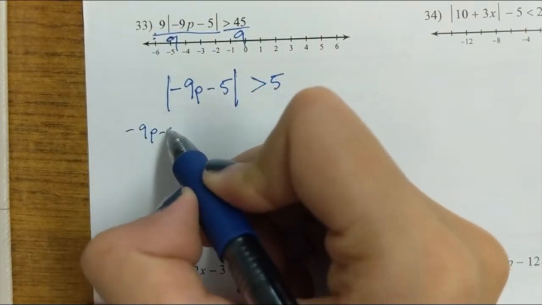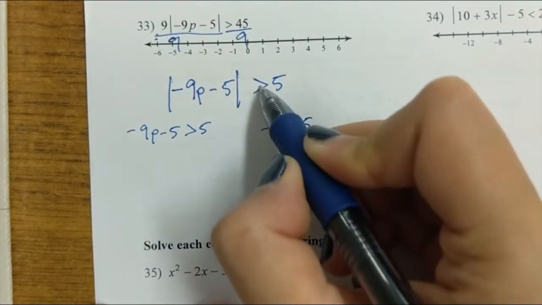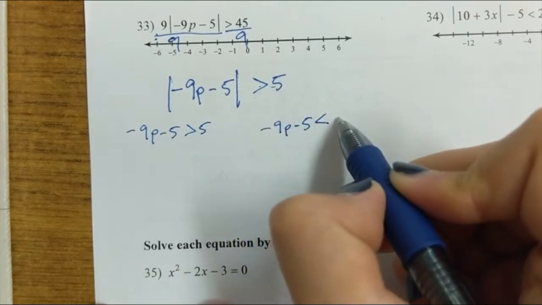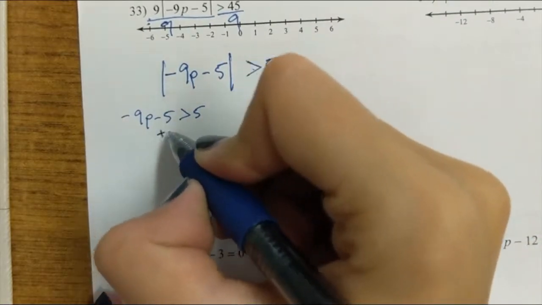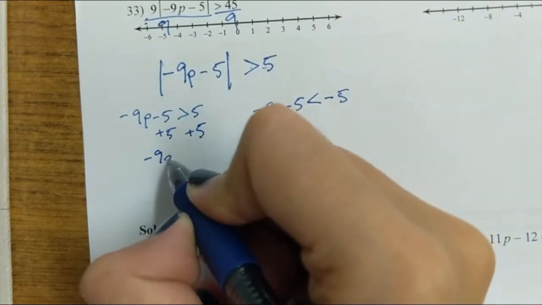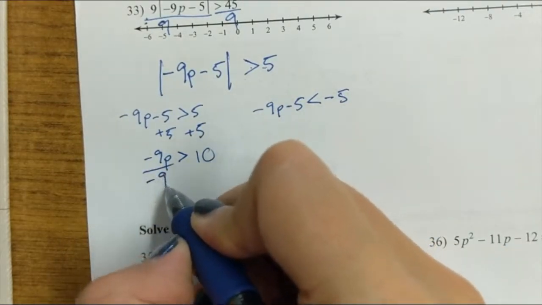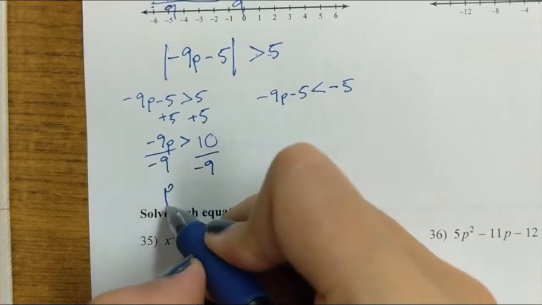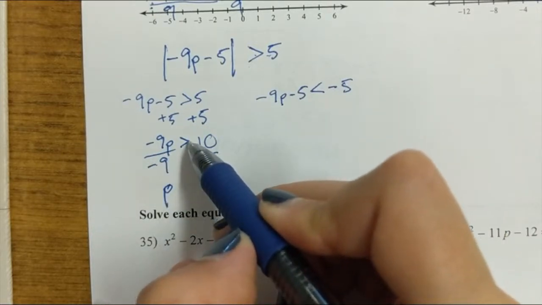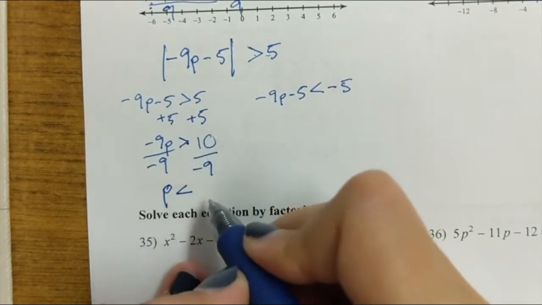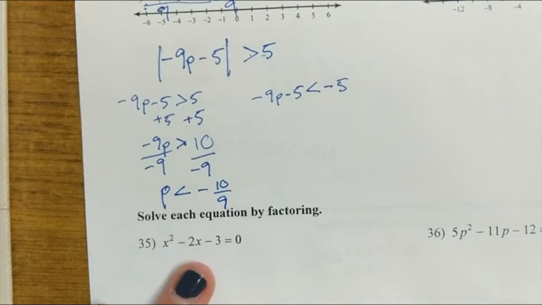Negative 9p minus 5 is greater than 5. Negative 9p minus 5. Flip the inequality. Change the sign of the 5. Solve. Negative 9p greater than 10. Divide by negative 9. Divide by negative 9. All right, so now when you divide by negative, we've got to flip the inequality. Remember, lots of crazy things in this one. I'll put it as negative 10 over 9. Fractions, again, are better than decimals.